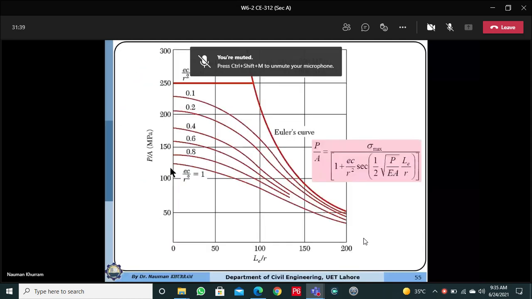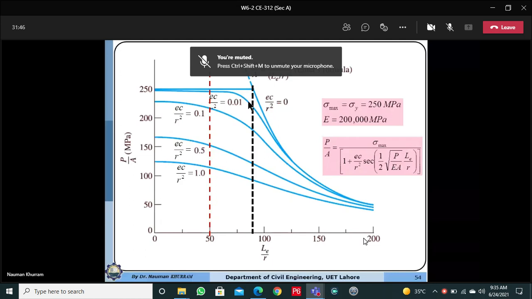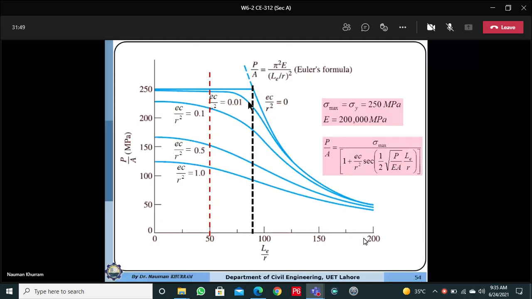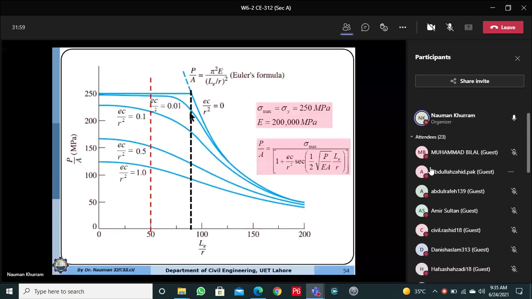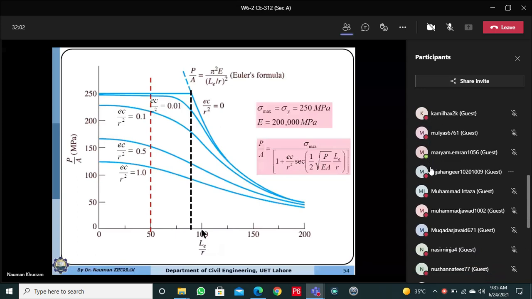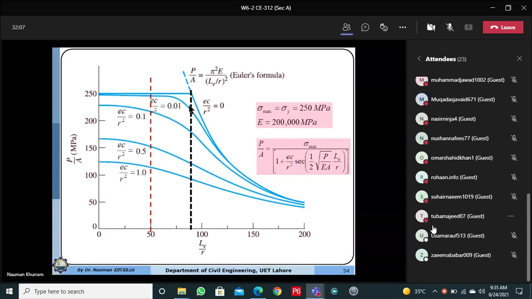So similarly, this is the graphical representation of how the eccentricity affects the capacity of a column with a given slenderness ratio. We have already specified that if the slenderness ratio is approximately less than or equal to 100, then the column will be categorized as a short column. And if it is more than 100, the column will be a long column. For the long column, critical stress can be determined by the Euler formula: sigma critical is equal to pi square E over (LE over R) square.